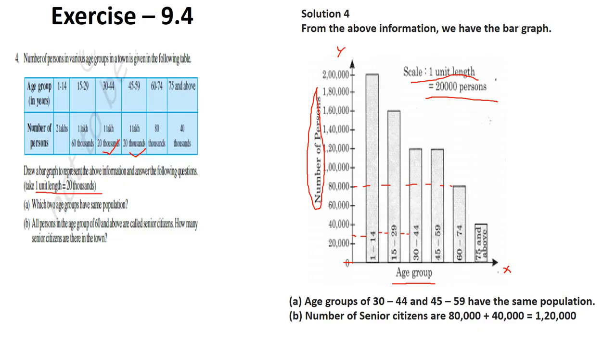This is the answer to the first two questions. The age groups 30 to 44 and 45 to 59 have the same population, that is 1,20,000. And the number of senior citizens is 80,000 plus 40,000, which is equal to 1,20,000.